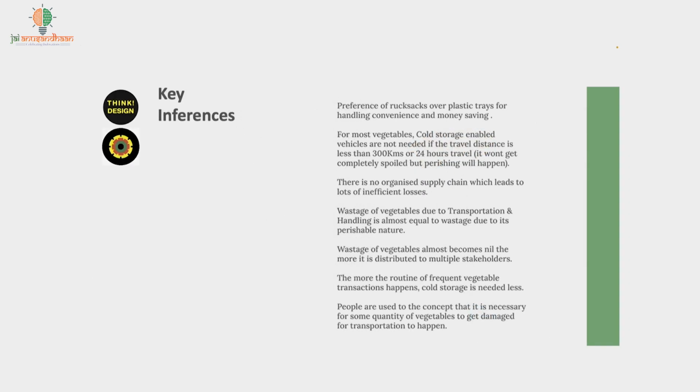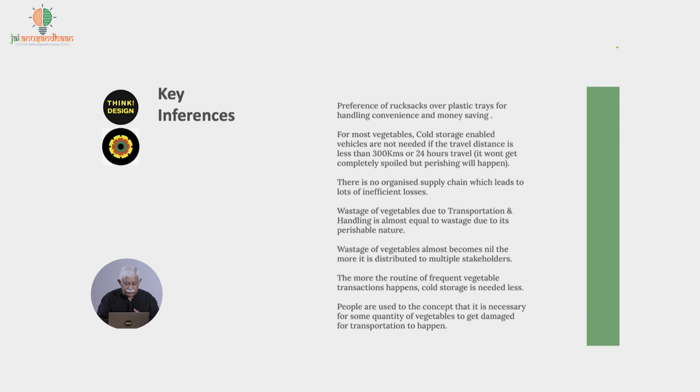So let's look at the key inferences from this study. The first is that there was a preference for rucksacks over plastic trays, mainly due to cost considerations. Also, cold storage, especially for short periods, was not preferred, and there was no organized supply chain, which leads to lots of inefficient losses.